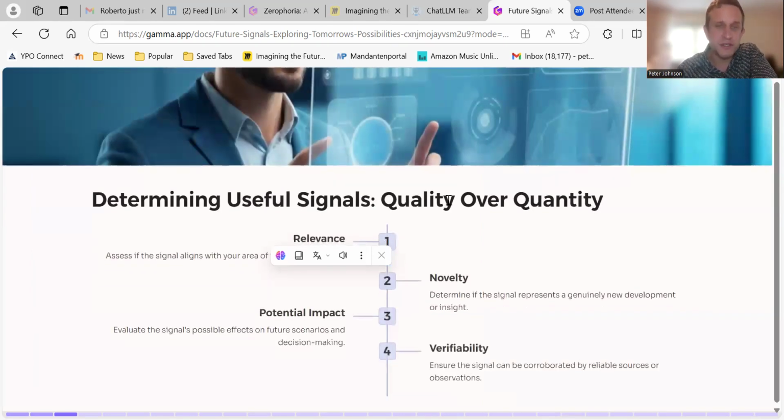So, how do we use these signals? We look at, again, their relevance, their novelty, their potential impact. We also look at how much we can verify them. Are they just purely imaginative, so that we're so far from those things ever happening? Or is it a signal that, hey, my industry might have this in 10 years?